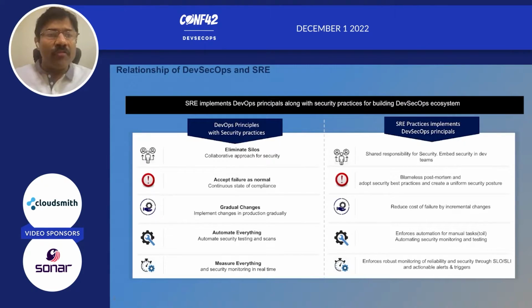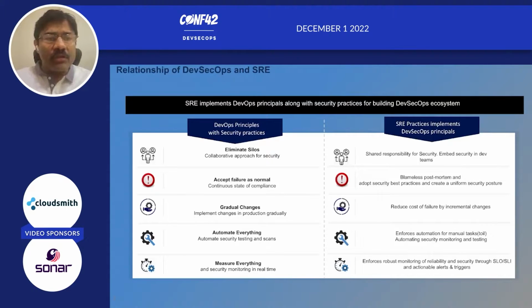Let's understand the different principles DevOps and SRE implement. Eliminating silos and eliminating toil is one of the important principles. Let's understand shared responsibility of security and embedding security in development teams. Accept failure as normal, make gradual changes, automate everything and measure everything. So it is important to reduce the cost of failure by incremental changes and doing blameless postmortems, basically adopting security best practices and creating a uniform security posture.